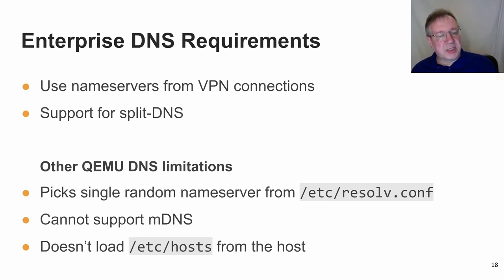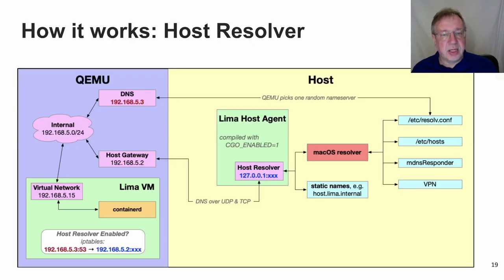QEMU DNS also cannot support mDNS because it does not listen on an external interface. mDNS is very useful for ad hoc collaboration between machines on the local network. And finally, QEMU DNS does not provide the names from /etc/hosts on the host, so those aliases are also unavailable. We have addressed these limitations by creating a host resolver inside the Lima host agent.